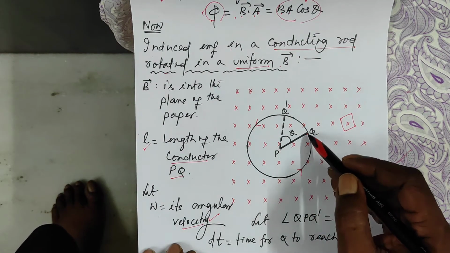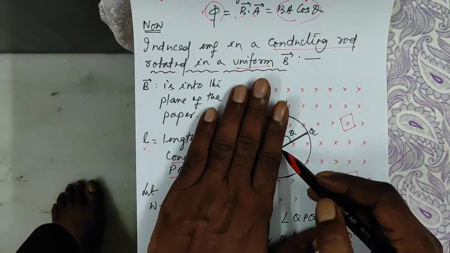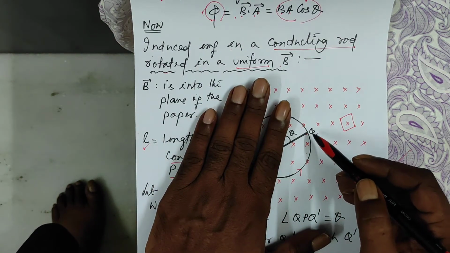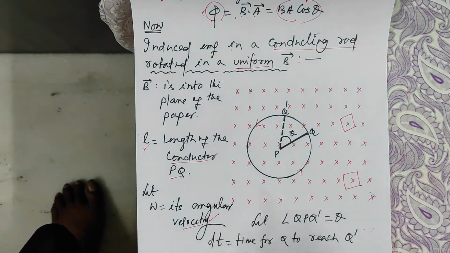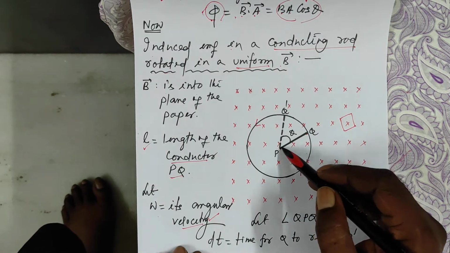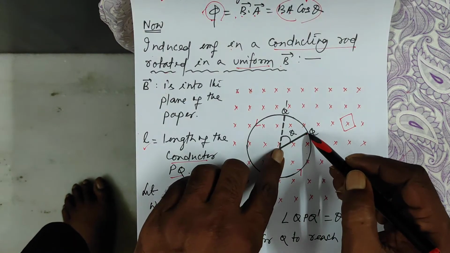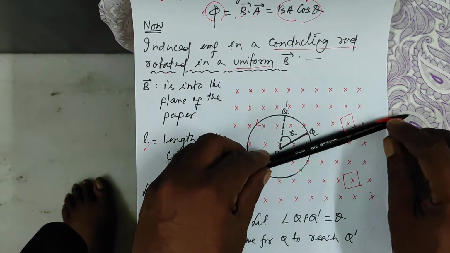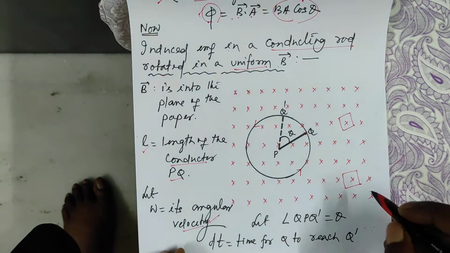When it is at PQ, don't look at P dash Q dash. When it is at PQ, it has not created any area, because it is just a conductor. It has no breadth, just a linear object. When it goes from Q to Q dash, with P being fixed, when the conductor is rotating like this, it is creating area.